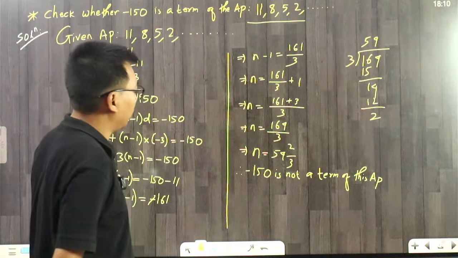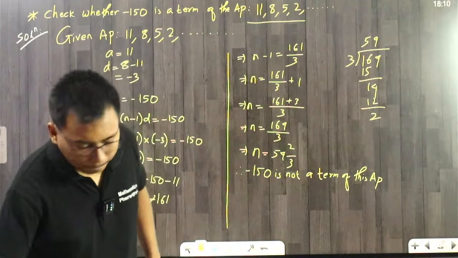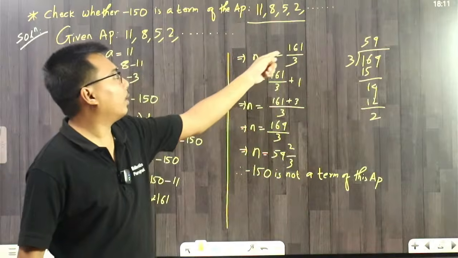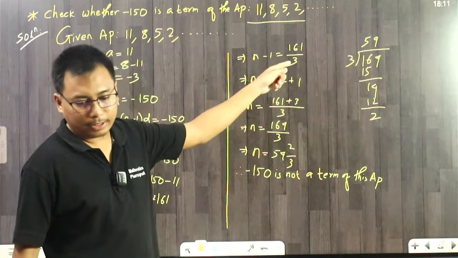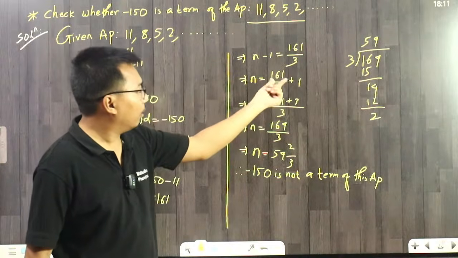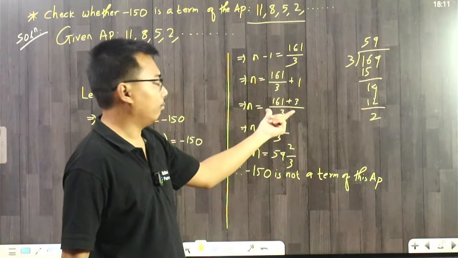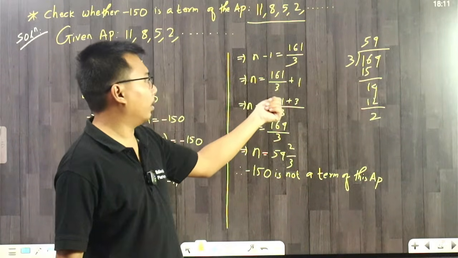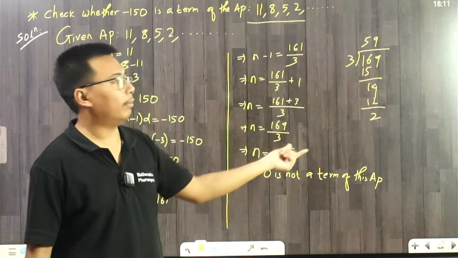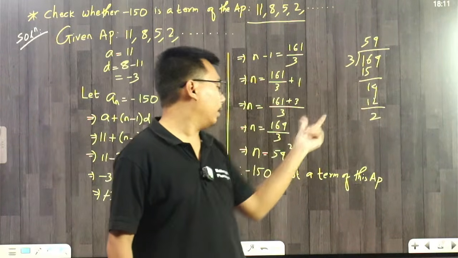Minus 150 is not a term. This one or this or this. I divided this. See, n minus 1 equal to 161 by 3. I think you understand this. Minus 1, if you send it towards the right hand side, you'll get plus 1. So 161 by 3 plus 1. Then take LCM, you get 3. 161 plus 3 is how much? 164. 164 divided by 3, I'm getting this. See, 54 2 by 3.